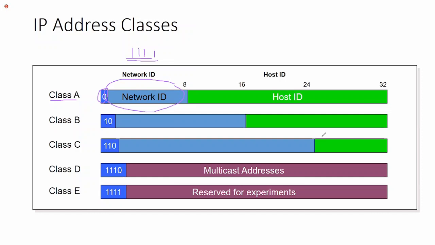If I summarize one more time, in class A, we use 8 digits for the network ID, which means you have 24 digits for the host ID. In class B, we have 16 digits for network and 16 digits for host, right? In class C, we have 24 digits for the network and 8 digits for the host ID, okay? Right, give me 1 minute, students. If you want to note down anything, you can note it down.